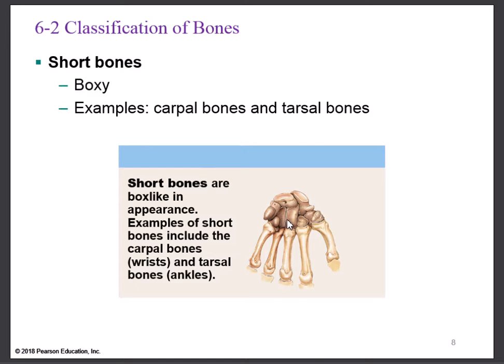So these are considered short bones. The two great examples are the carpal bones that make up the wrist and the tarsal bones which make up our ankle or foot area.